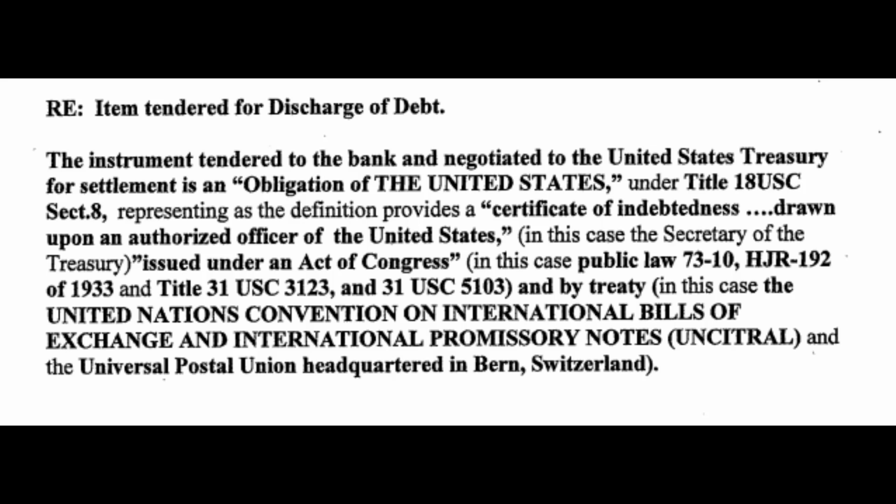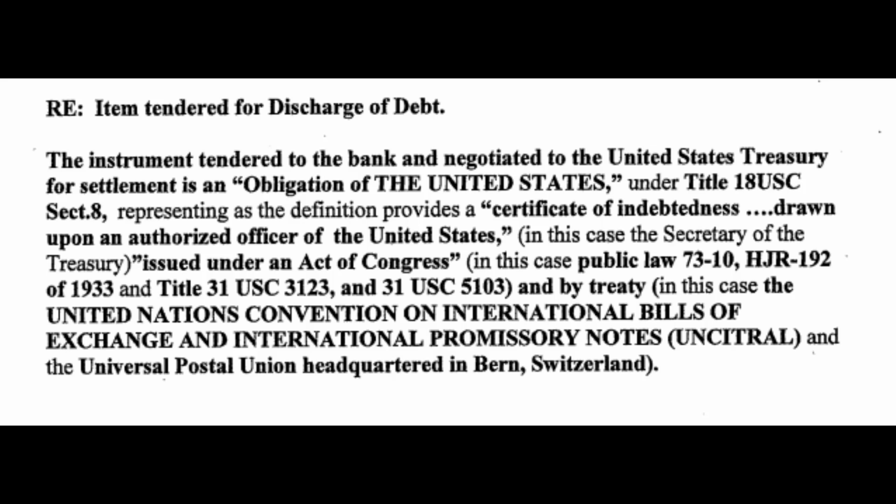So, item: tender for discharge of debt. The instrument tendered to the bank and negotiated to the United States Treasury for settlement is an obligation of the United States under this title, 18 U.S.C. Section 8, representing, as the definition provides, a certificate of indebtedness, meaning like a bill, an invoice, etc. A UCC1 lien is going to be a certificate of indebtedness, which means that you're going to be due that amount whenever you put a lien down. Now you can collect that.